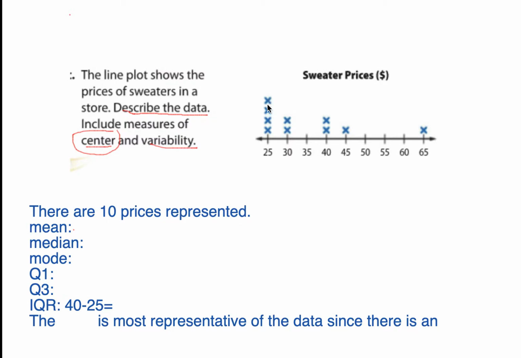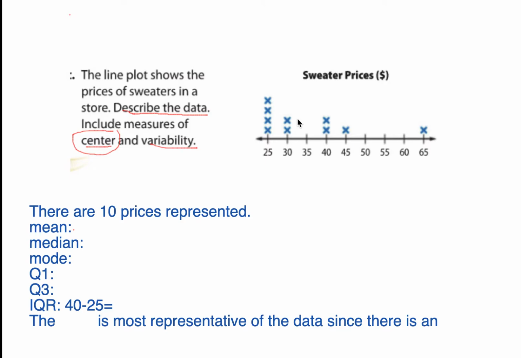So we're going to go ahead and punch in the calculator. 25, there's 4 of them. There's 2 of the 30. I'm not going to show you how to do all this because honestly, you guys have done this so many times already that I should not have to show you how to do this.